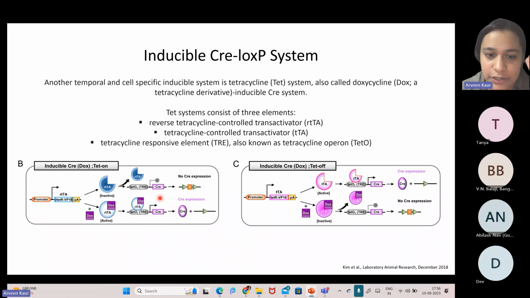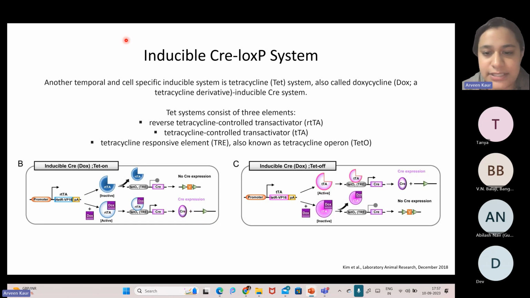Since there is no activation of Cre recombinase, the expression of this particular floxed gene is still continuing. Now when tetracycline or doxycycline is introduced into the system, it binds to this rtTA element. This rtTA can then sit on the TET operon, or tetracycline response element, and activate Cre expression. The Cre recombinase is expressed, due to which this particular gene expression is lost. So this is how the Tet-On system works.